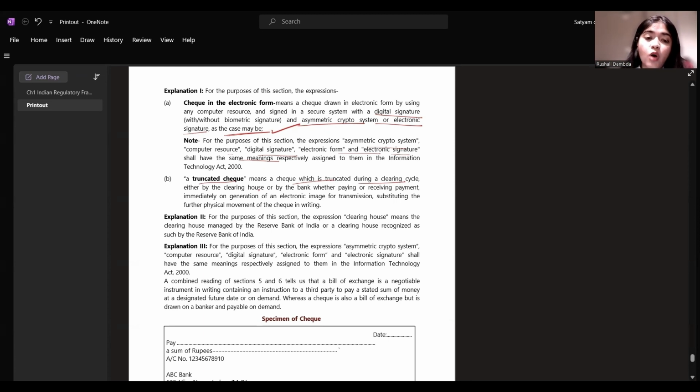What we saw on the SBI thing, or the one which I showed you with my personal check, that is also a truncated check. It goes into a truncation process, either by the clearing house during a clearing cycle, or by the bank, whether paying or receiving payment, immediately on generation of an electronic image for transmission, substituting the further physical movement of the check in writing. Now, what do you think, how many days will it take?